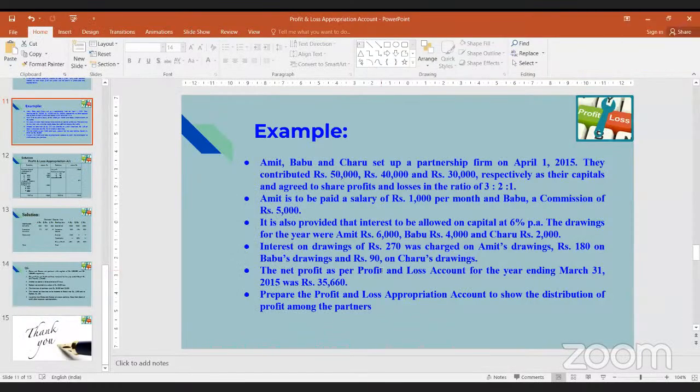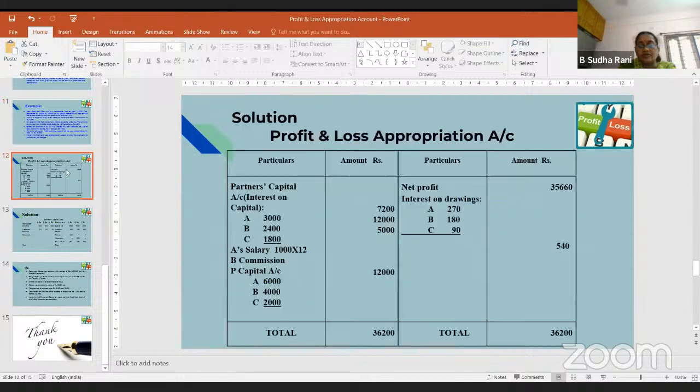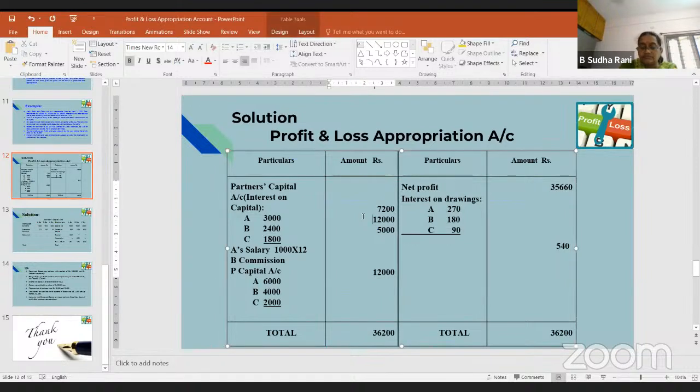So 30,000 into 6 by 100, 1,800, right? 3,000, 2,400, 1,800. So total how much do you put here? Total amount of interest on capital is 7,200. Okay. Next.